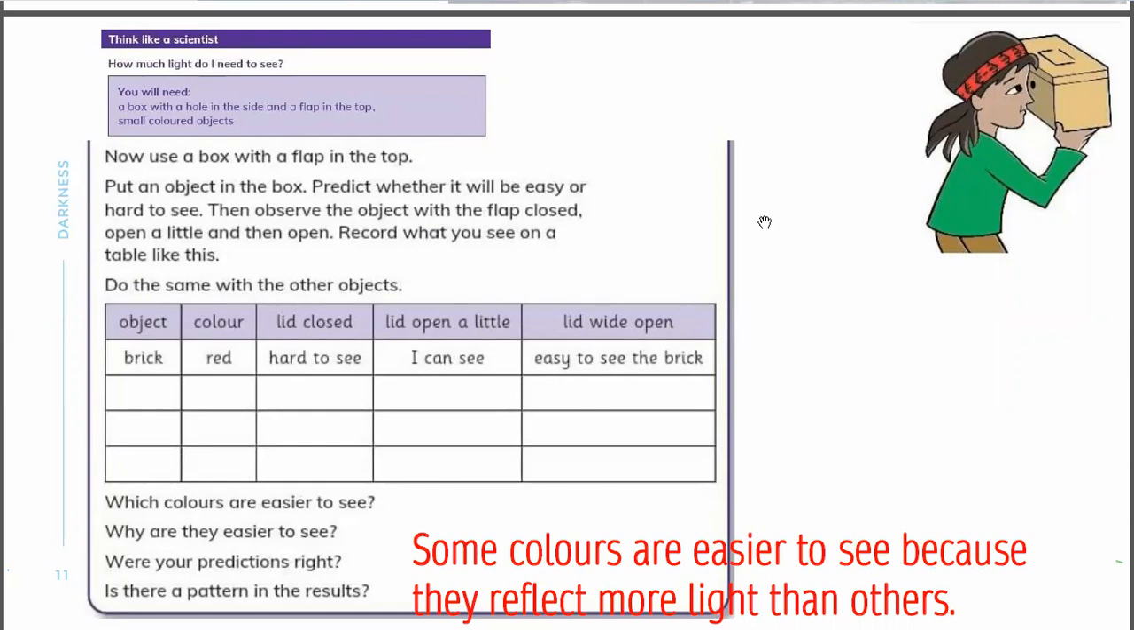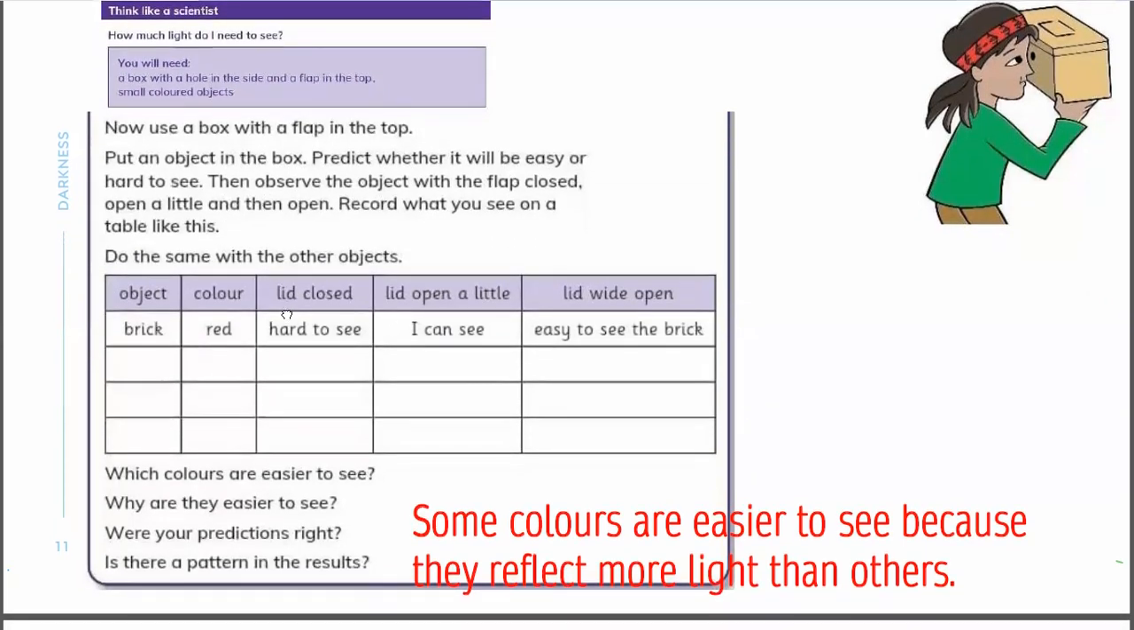Okay, then we have an experiment. Think like a scientist. How much light do you need to see? Now use a box with a flap and tape. Put an object in the box. Predict whether it will be easier or harder to see. Then observe the object with the flap closed, open a little, and then open wide. Record what you see in a table.